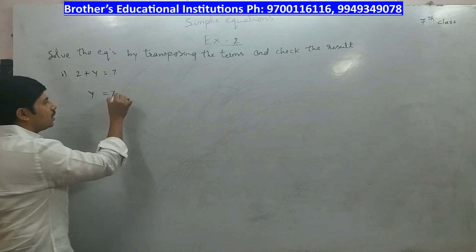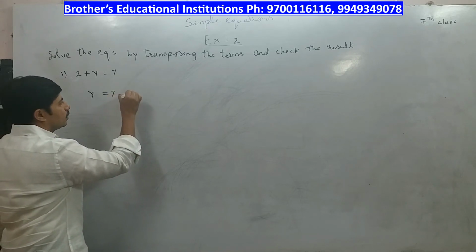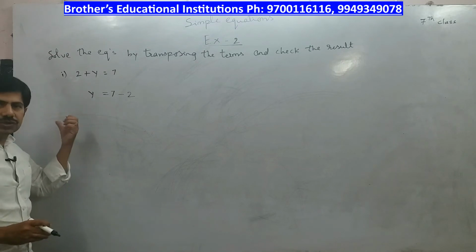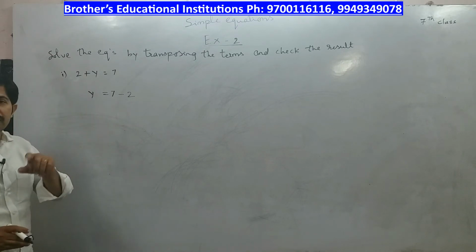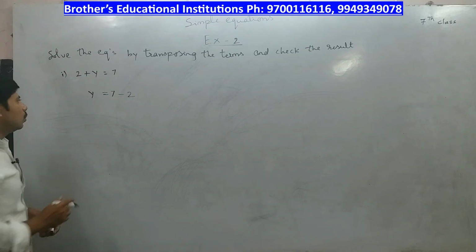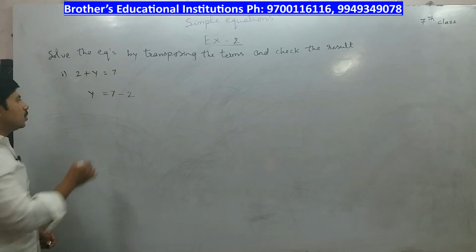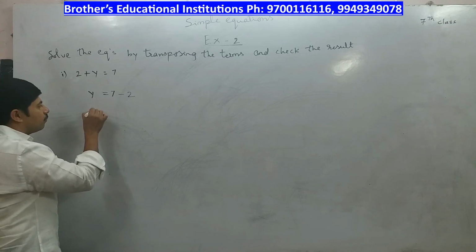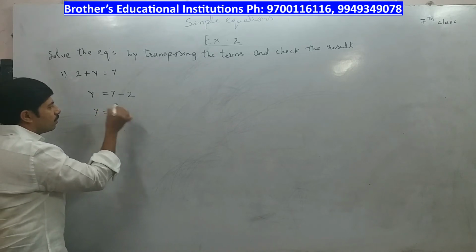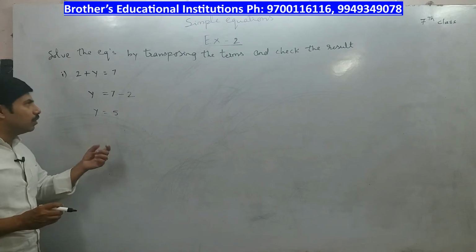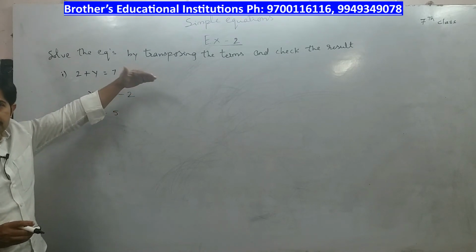So here I will write minus 2. Suppose if we have minus 2, when we transpose it to the other side, it will become plus 2. So here we have plus 2, transposed to the other side, we got minus 2. So what is the value of y? It is 7 minus 2, it is 5. So we got the value of y is equal to 5 by transposing the terms.